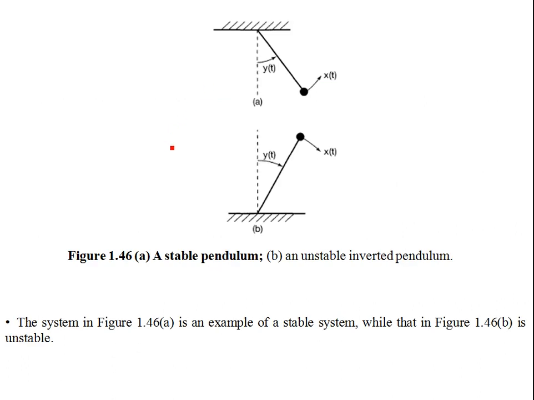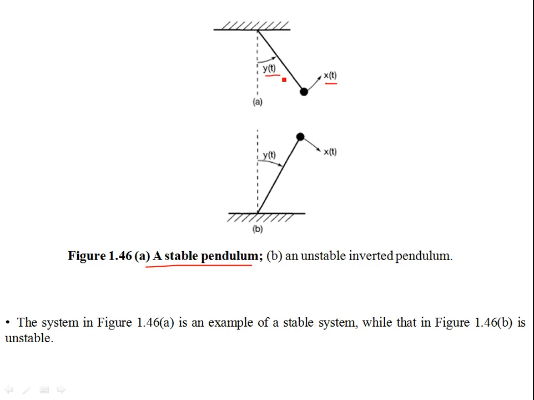So let's consider an example of a stable pendulum in figure 146a. If the input of the system is a small applied force x(t), the pendulum is supposed to shift from its initial position, and the output is the angle with the vertical, y(t). So for a small excitation or a small applied force x(t), you have a bounded deviation from the initial position. So y(t) is non-zero. You will get a non-zero angle.